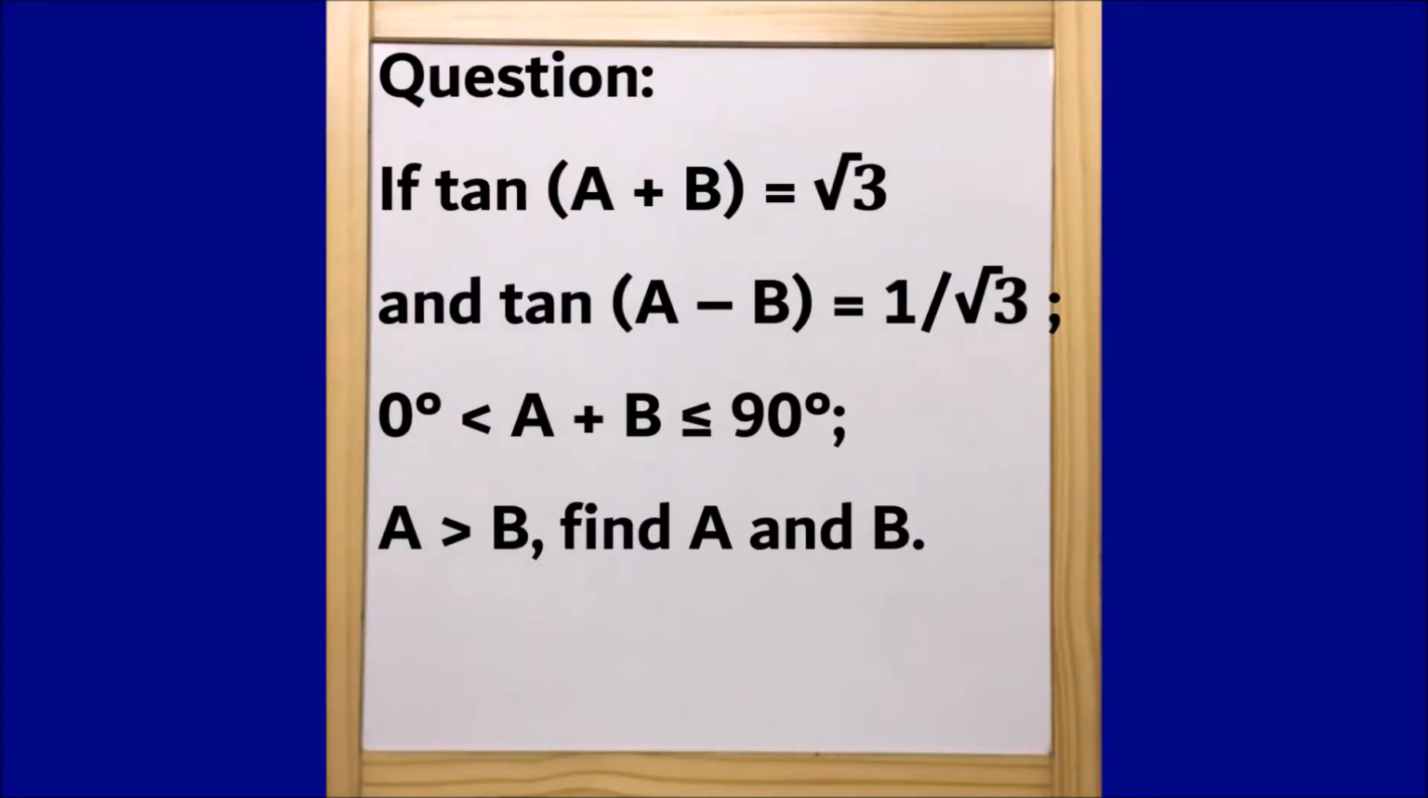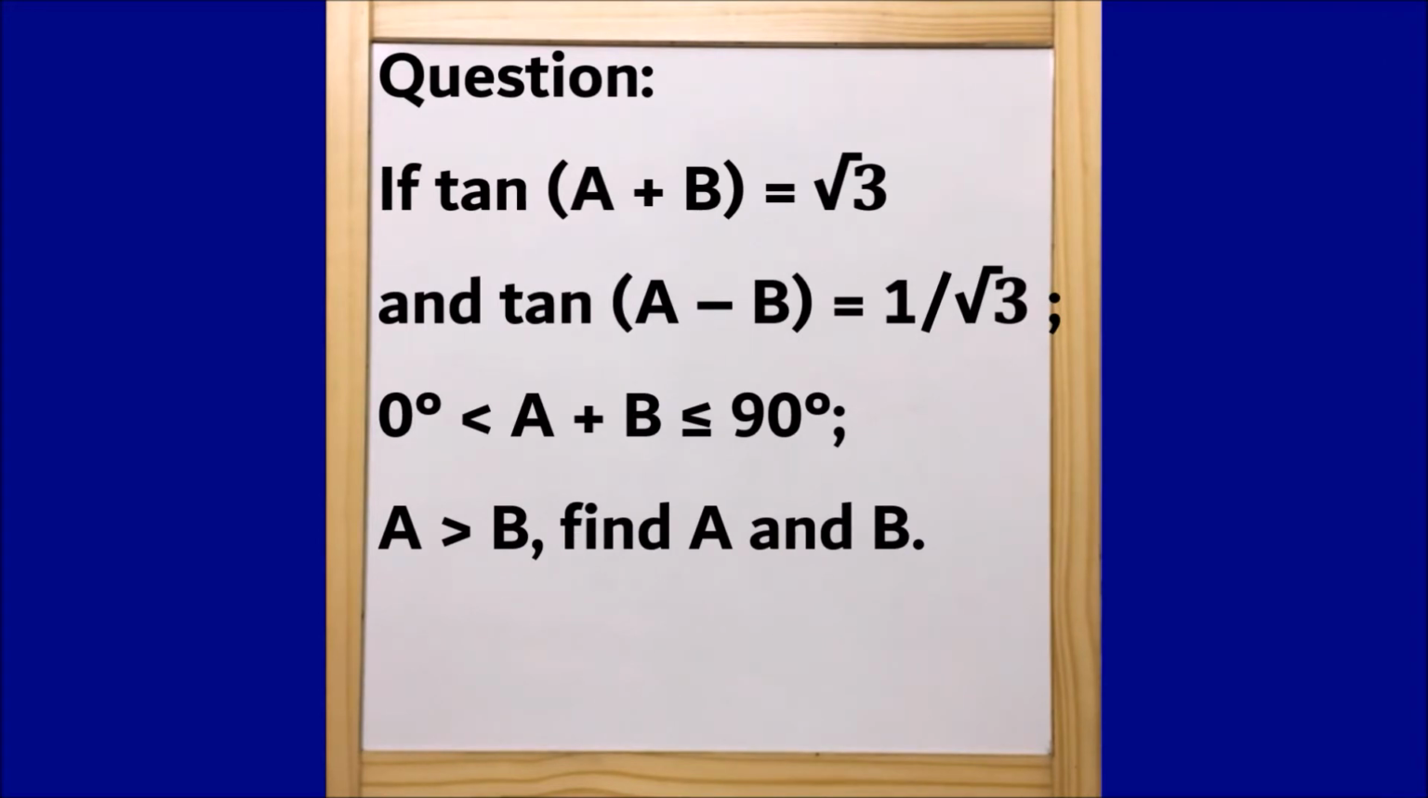The given question is, if tan(a + b) is equal to root 3 and tan(a - b) is equal to 1 upon root 3, find a and b. They have given two conditions: 0 degree is less than a + b, which is less than or equal to 90 degree, and the other one is a is greater than b. So let us see how we can solve this question.